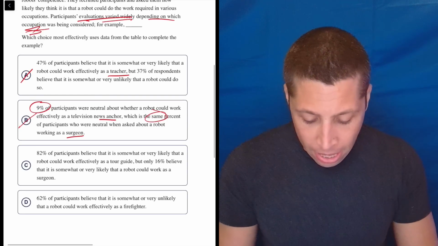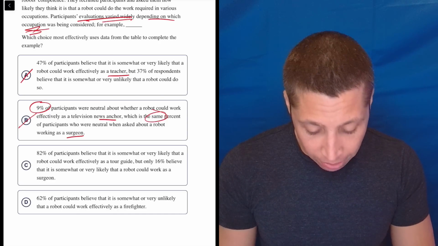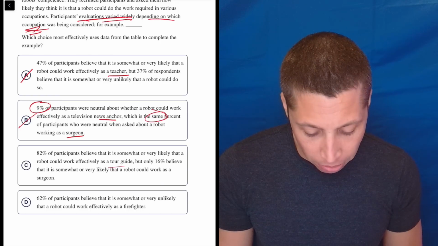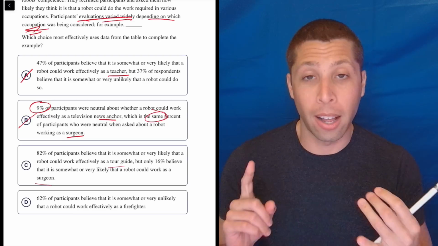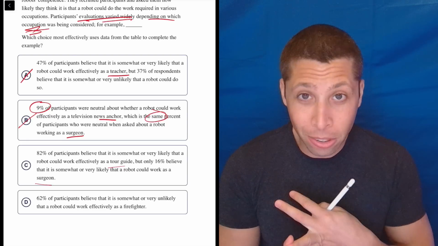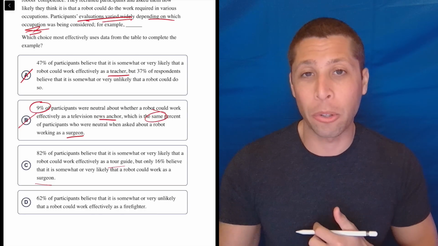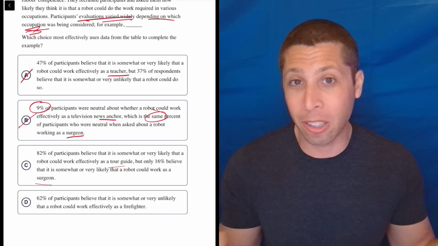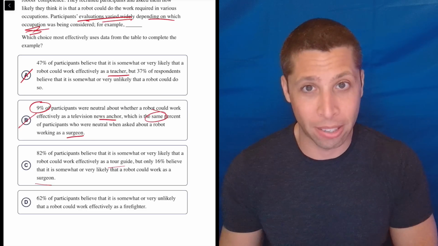So let's look at C. 82% of participants believe that it is somewhat or very likely that a robot could work effectively as a tour guide, but only 16% believe that it is somewhat or very likely that a robot could work as a surgeon. So those are different occupations. Those are different numbers. So far, so good. Now, rather than go and check to see if those numbers are accurate, let's just look at D and see what we get there. Maybe it works, maybe it doesn't, and then I can go to the chart. But I don't want to waste time if it's not going to be necessary.